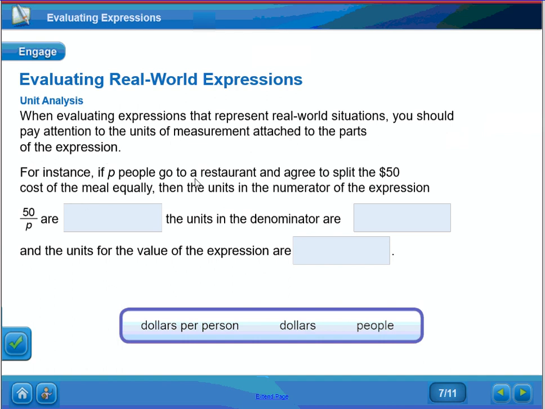For example, if P people go to a restaurant and agree to split the $50 cost of the meal equally, then the units in the numerator of the expression 50 over P are dollars. The units in the denominator are people, whereas dollars per person is the units. And the units for the value of the expression are dollars.